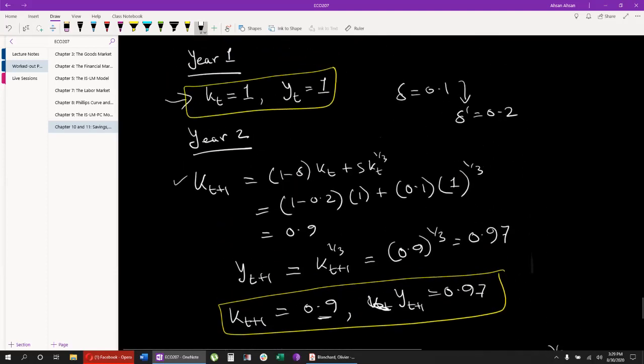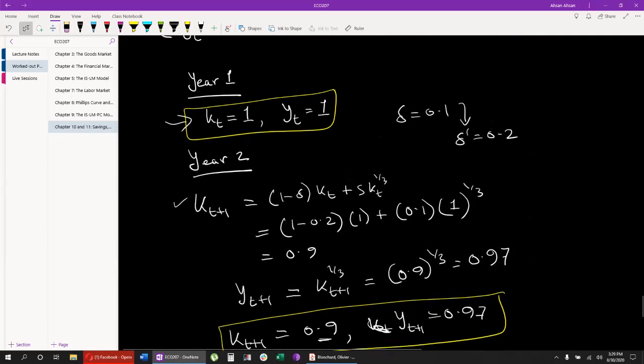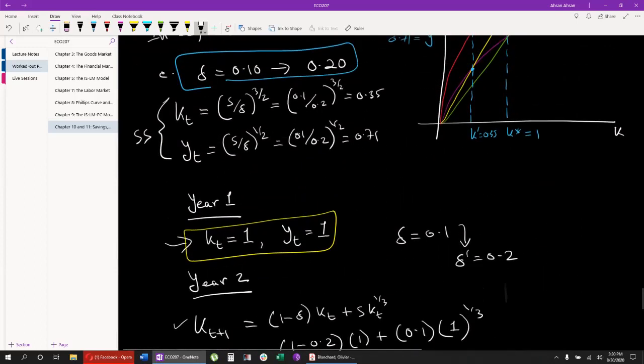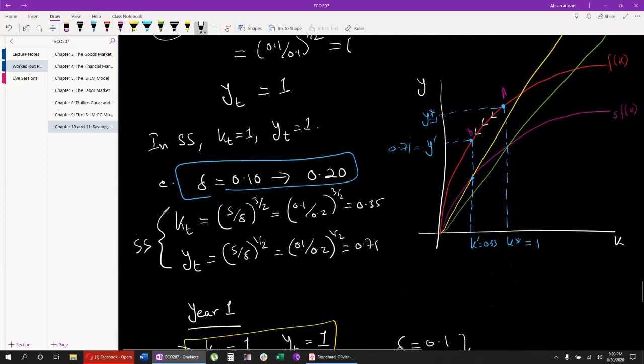So notice what is happening. We started off with capital per worker of 1. Then it came to 0.9. Then it became 0.82. And it's going to keep falling until it reaches the new equilibrium level of 0.35. We're going down to that level, but gradually.